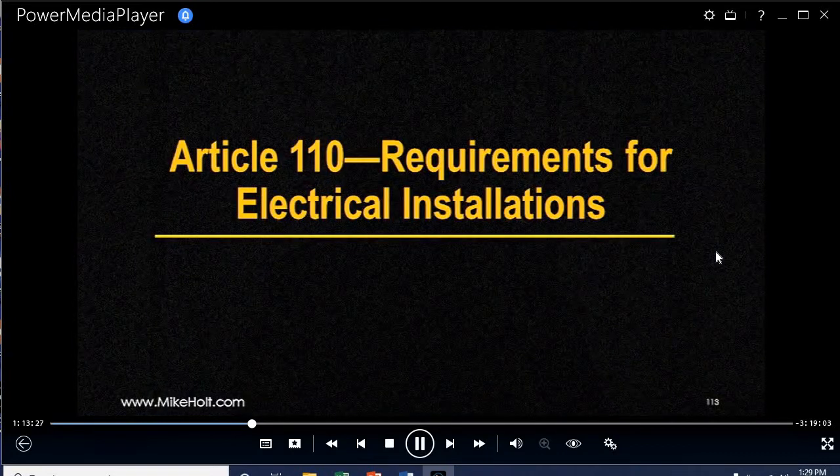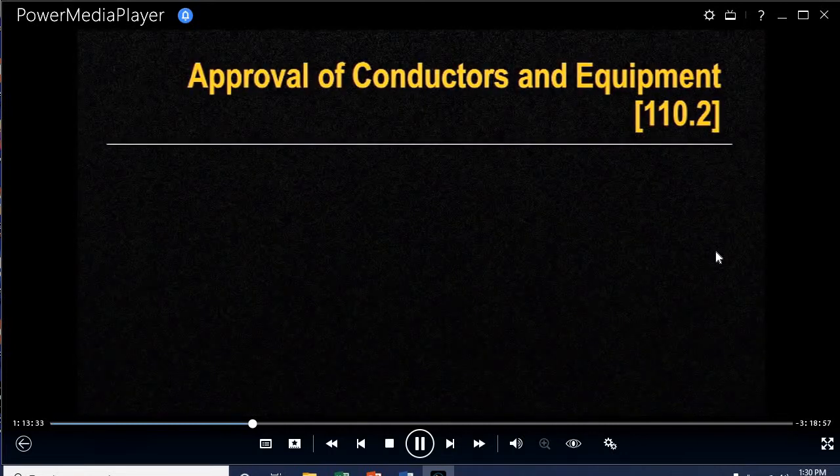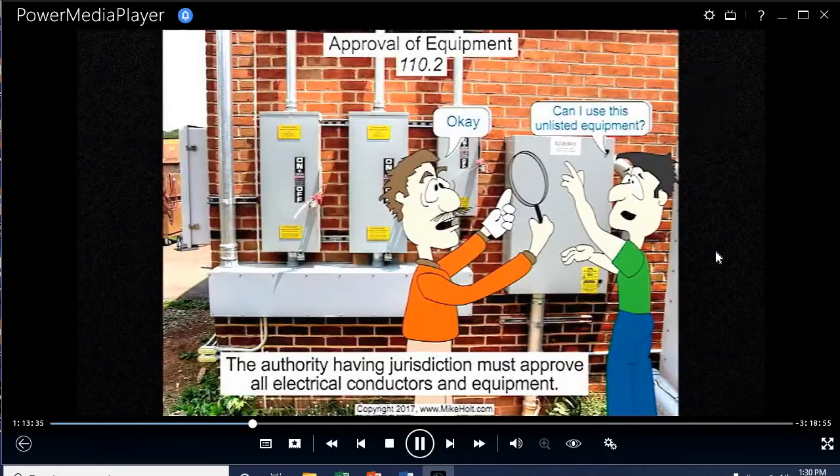All right, ready? Yeah. Let's now go to 110. Just a couple of things in Article 110, requirements for electrical installations, approval of conductors and equipment. 110.2, the authority having jurisdiction must approve all electrical conductors and equipment. That's back in 90.4. The authority having jurisdiction is approval of equipment.